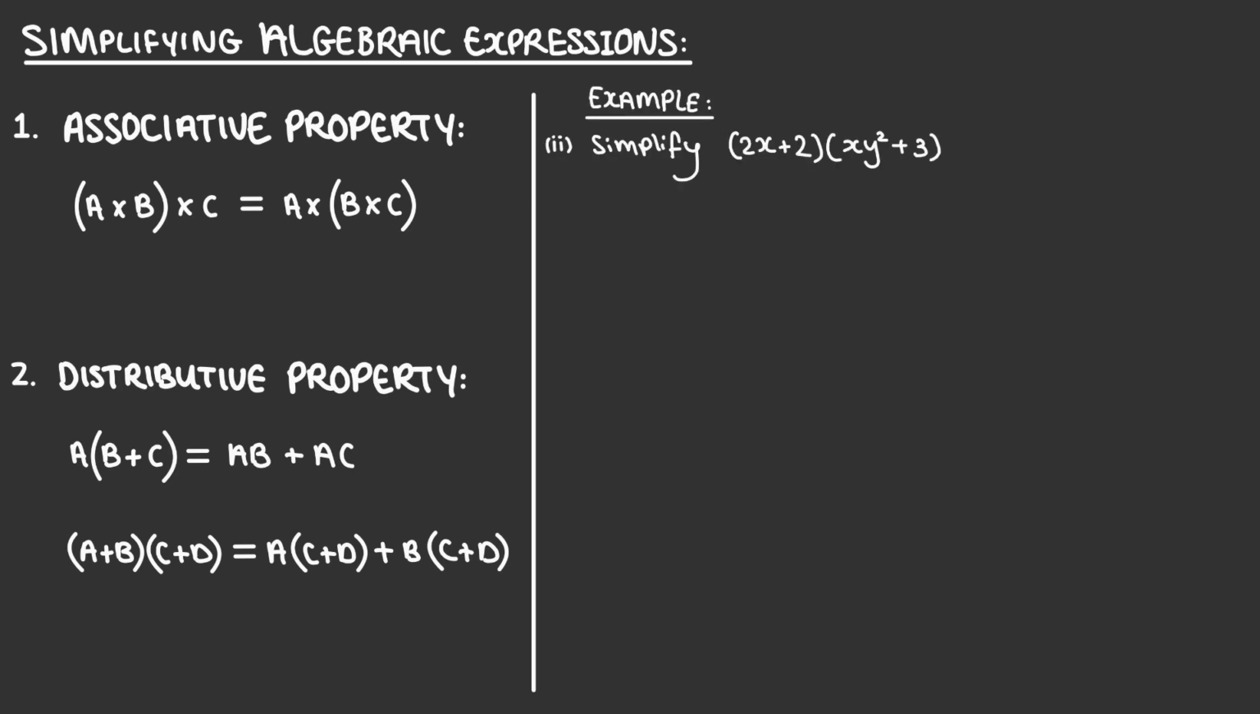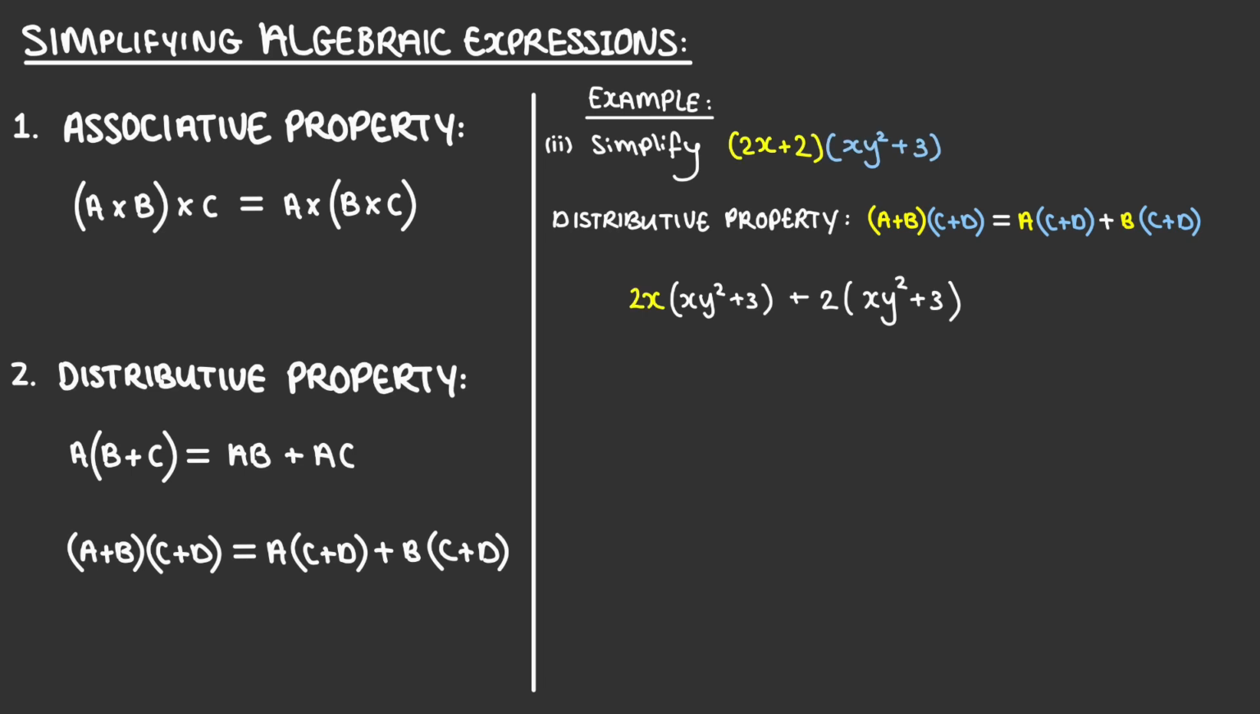So for our next example, we are asked to simplify 2x plus 2 multiplied by xy squared plus 3. Again, we must use the distributive property. So here we multiply 2x by xy squared plus 3 and add this to 2 multiplied by xy squared plus 3. Again, we must use the distributive property since we are multiplying numbers by brackets containing multiple terms.